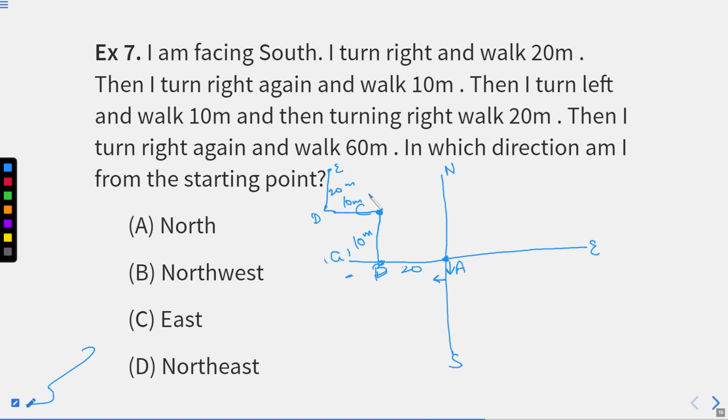And then I turn right again and walk 60 meters. So you can see, if we walk 60 meters, he'll reach here at point F. The distance is 60 meters. In which direction am I from the starting position now? You can see that from point A to point F, he is moving in this direction. So this direction is a combination of which directions? North as well as east. So the direction that we consider is northeast. We have already done this part, right? So our option D will be the answer. I hope you got this question as well. We have already done these kinds of questions, right?